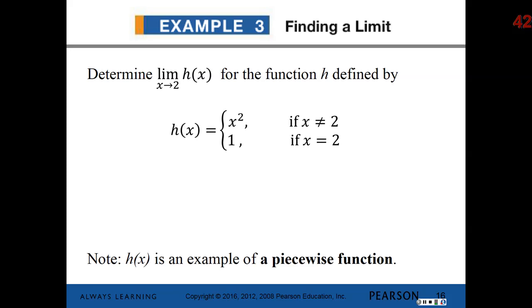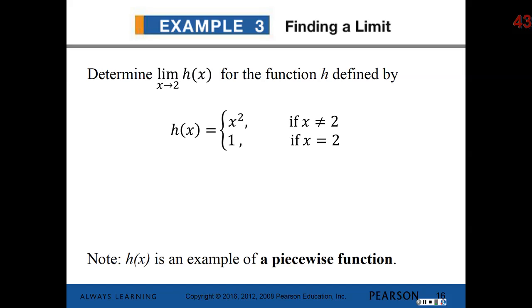What do you think the limit of h of x is as x approaches 2, based on what you've already seen? Come on 2 from the negative side and you square it, what do you get? Closer and closer and closer and closer to 4. If you get from the upper side of 2, you come from 3 down to 2 and 2.1 and 2.01 and 2.001 and 2.00001, you're getting closer and closer to 4. When you get to 2, what's h of x? 1.